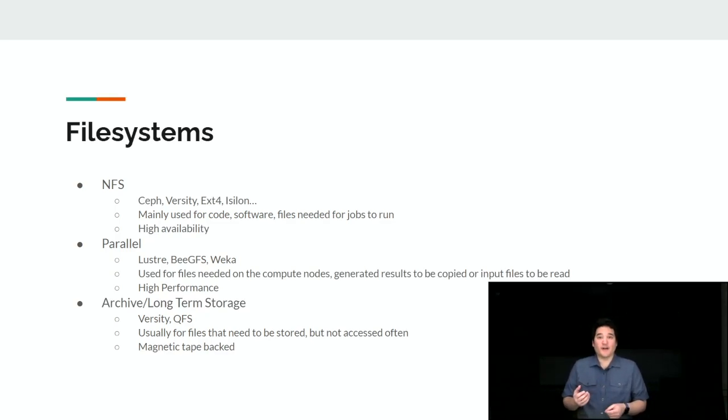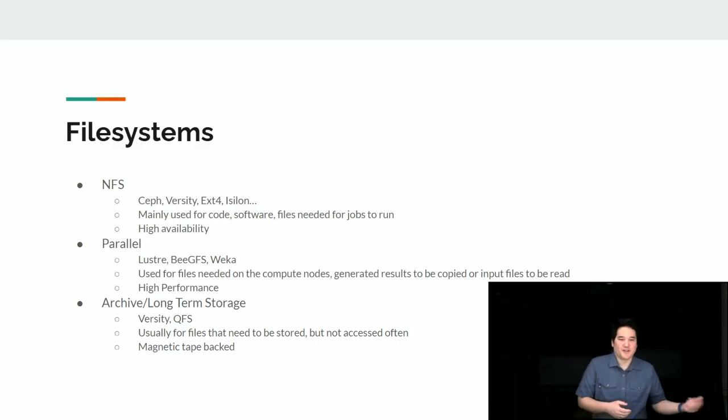There's also a parallel file system. These are usually used for larger files. These allow a file to be accessed by multiple processes at the same time, because each chunk of a file might be stored in different locations. Some examples of this are Lustre, BeeGFS, and Weka, and so these are usually used for large files that you're running on the compute node.